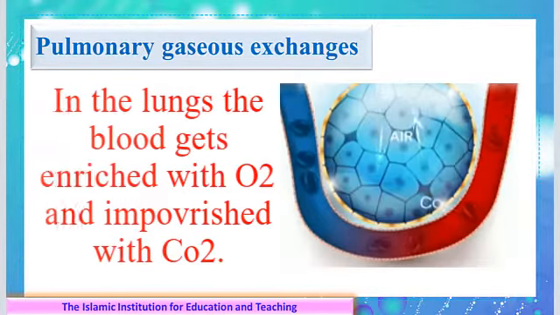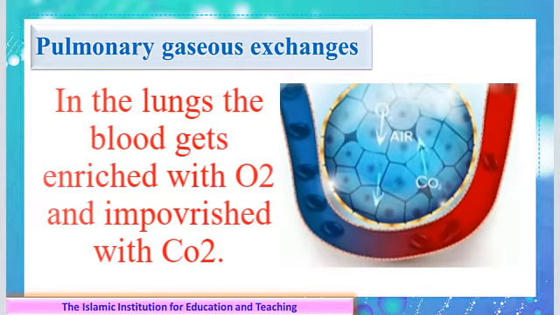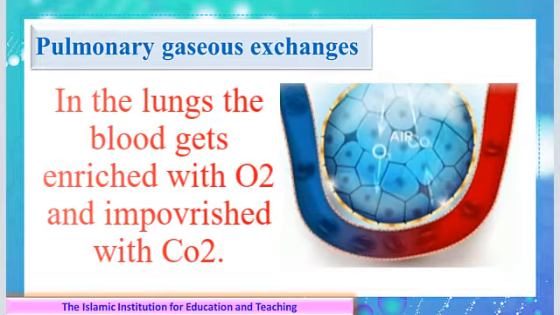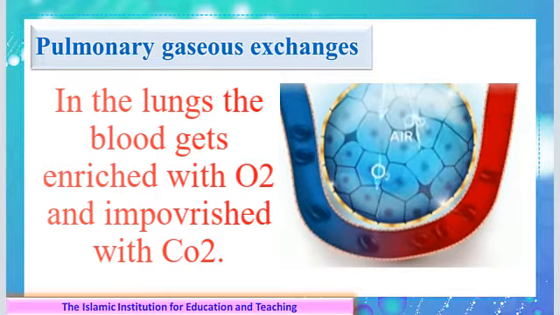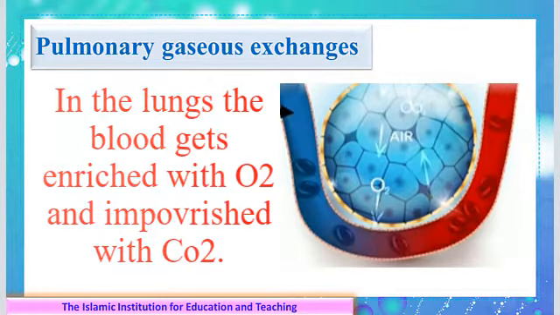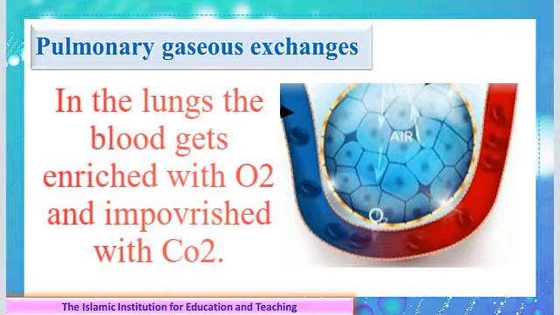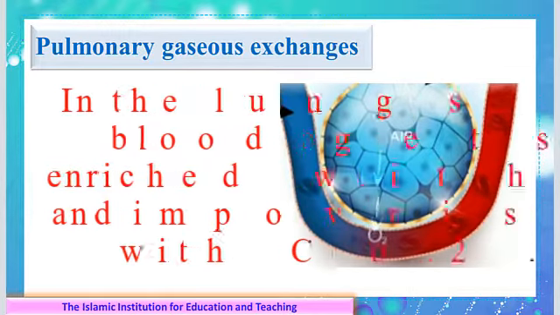As a summary, at the level of alveoli, carbon dioxide diffuses from the blood into the alveoli, and oxygen gas diffuses from the alveoli into the blood. So, the blood entering the lungs gets enriched with oxygen gas and impoverished with carbon dioxide.